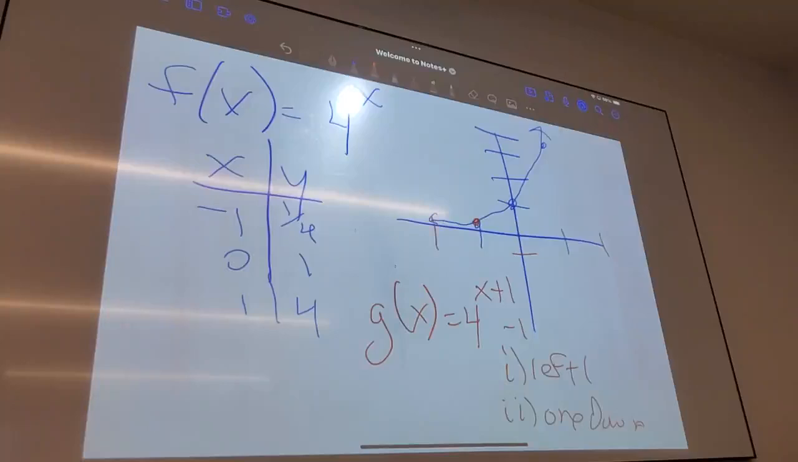Okay, let's try this again. So, it'll go left 1, down 1. Is that better? Okay, everybody feels more comfortable now. This point's going to go left 1, down 1. This point's going to go left 1, down 1. Where's the asymptote going to be now? Normally it's at y equals 0. Now it's at y equals negative 1. So now my graph is going to look like this. You guys okay with that?